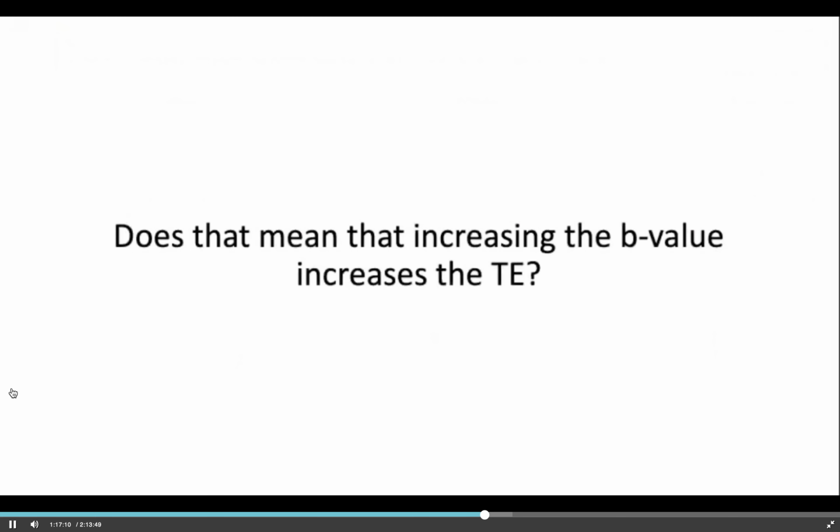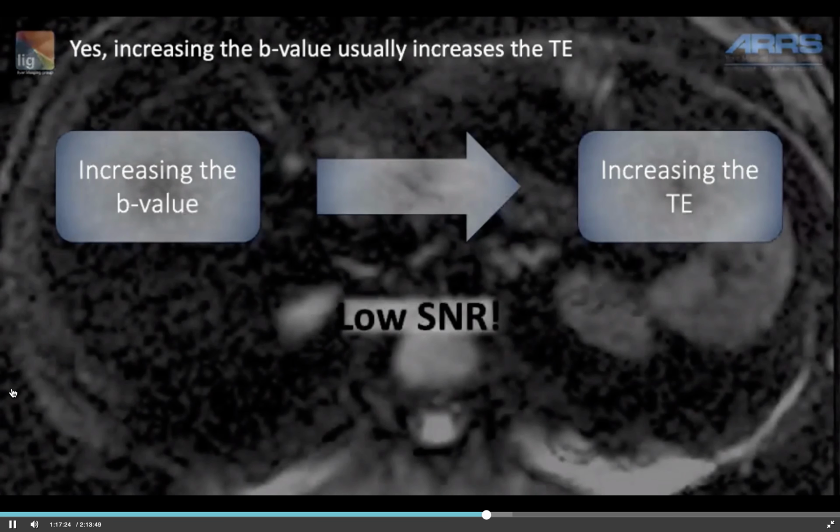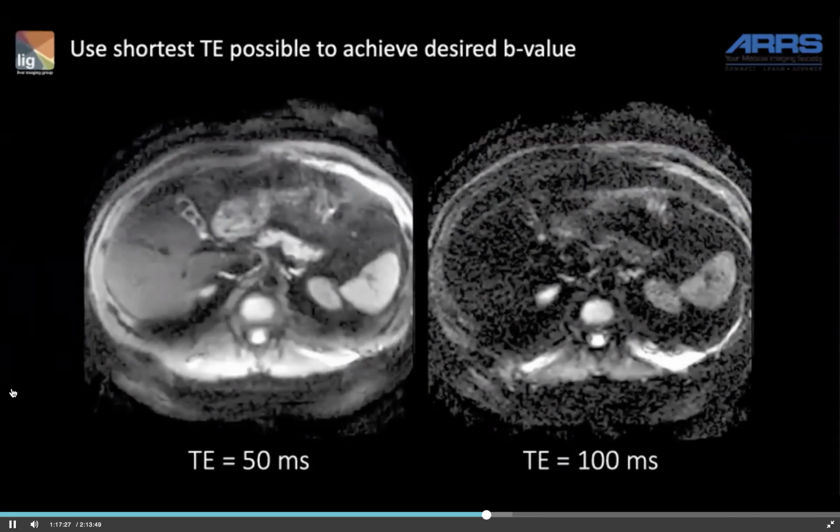Does that mean, therefore, that increasing the b-value increases the TE? And the answer is yes. Increasing the b-value usually increases the TE, which leads to signal loss and leads to low signal-to-noise imaging. So in general, you want to use the lowest echo time you can to achieve a desired b-value. Here's a case where I purposely applied a TE of 100 where I could have gotten away with a TE of 50. Parameters are otherwise identical. Notice how much better the TE equals 50 image is than the TE 100. So you want to keep your TEs short.